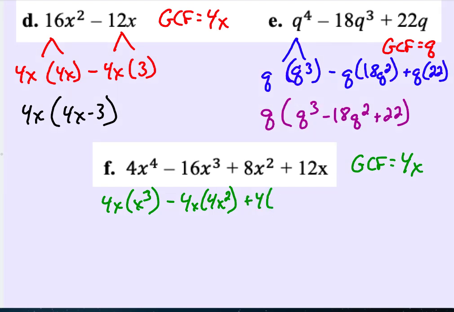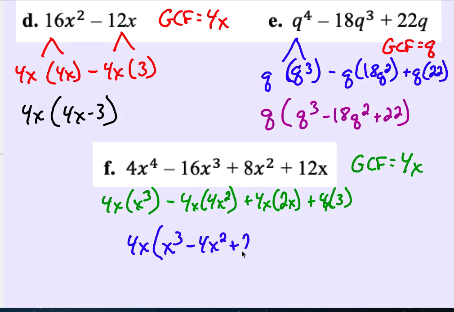Here I'd have 4 times 2x, I messed that one up. So I'm going to divide out my 4x, and I'm left with 2x, because that would give me 8x squared, and then 4x times 3. So that common factor of 4x is pulled out front, because I could take it from all of them, and then the leftovers, x cubed minus 4x squared plus 2x plus 3 remains inside.